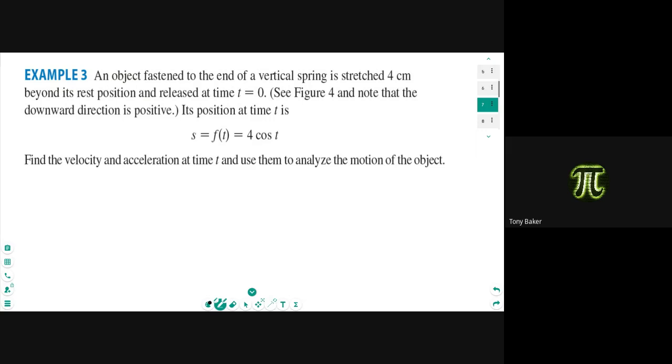Anybody taking physics? This is a physics problem. An object is fastened to the end of a vertical spring, stretched 4 centimeters beyond its rest position. The position at time t is 4 cosine of t. So that is the function we're looking at. I want to find the velocity and the acceleration. So velocity is what? First derivative, and acceleration is your second. So find me the first derivative of this and the second derivative.